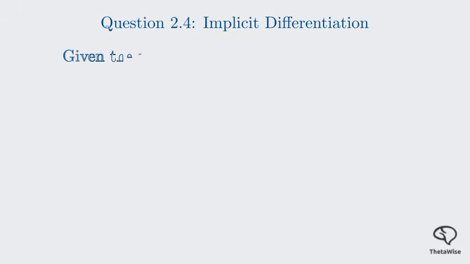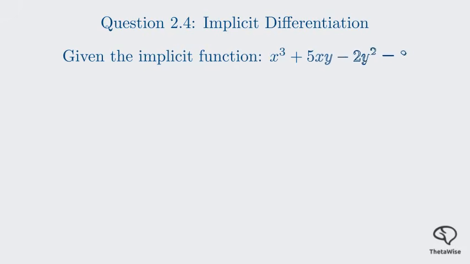We've reached the last part of question 2, which deals with implicit functions. We are given an equation that defines a function implicitly: x cubed plus 5xy minus 2y squared equals 8. First, we need to find the derivative.